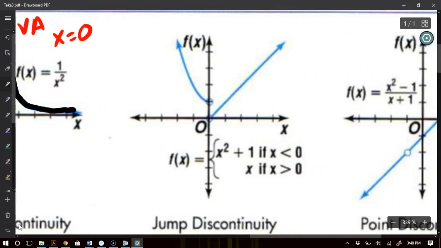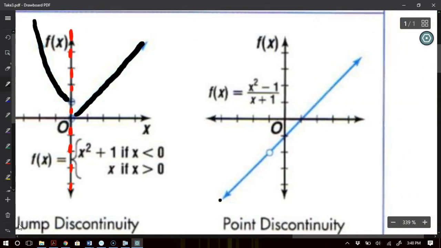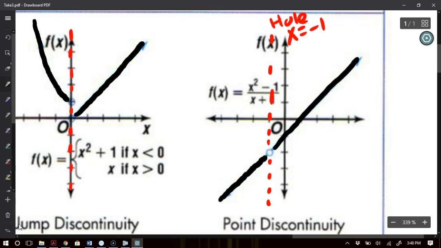And the same goes for here. The only place I had to lift up my pen was where I had this hole at x equals 0 for both functions. But all of the other points, all the other x values, I can draw through. I can create my curve for each one. And the same with the last one. I can draw from left to right until I hit that hole. In this case, that hole exists at x equals -1 in the graph. But everywhere else, look at that, I can draw.